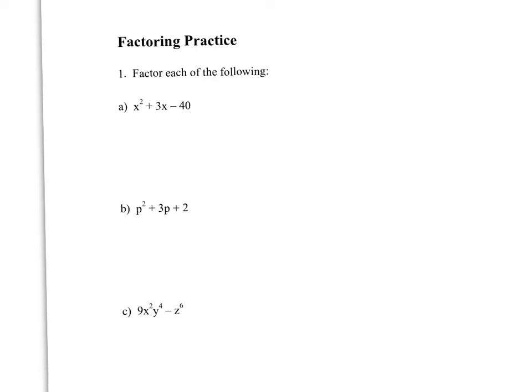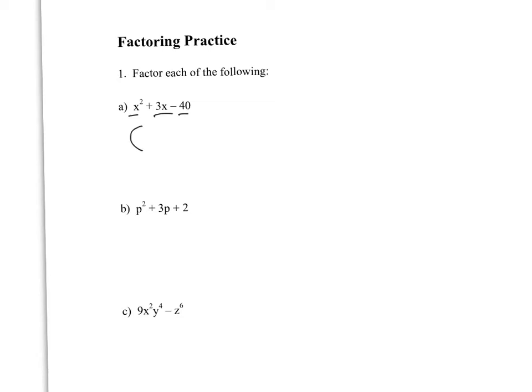Okay, so let's look at our first problem here. We have x squared plus 3x minus 40. First thing we do is, do we have any factors in common that we can factor out of all three of these terms? The answer to that is no. We know that this is not a perfect square trinomial, although x squared is a perfect square, negative 40 is not, nor is it a difference of perfect squares for the same reason.